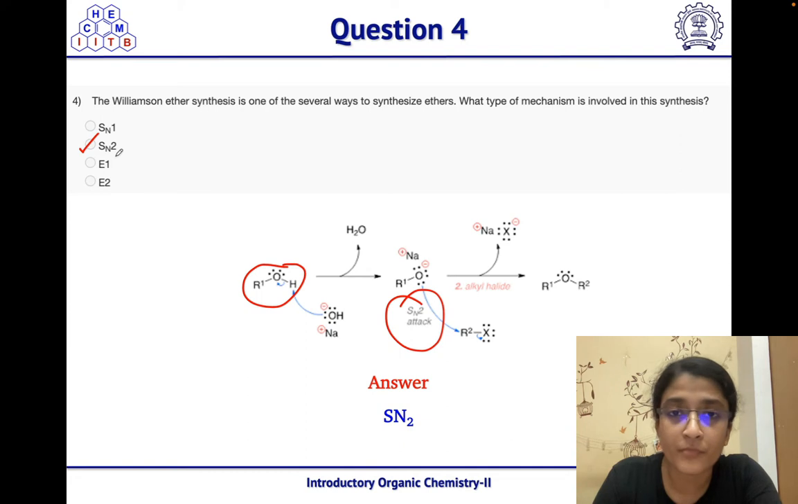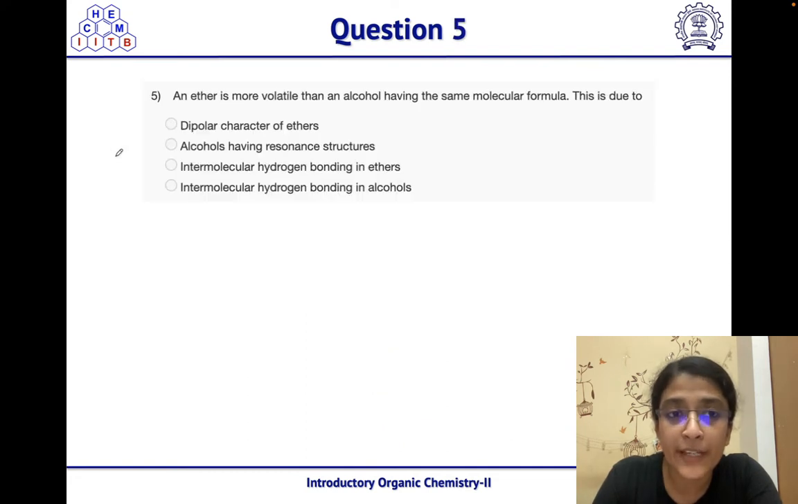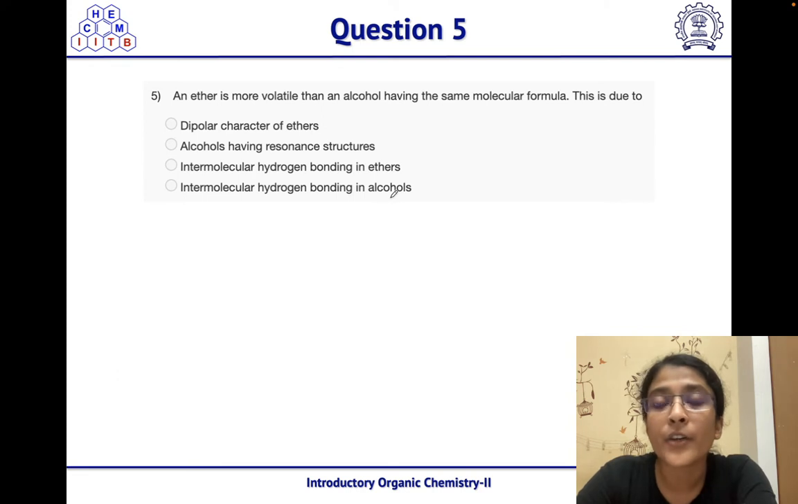Now coming to question number 5. The ether is more volatile than an alcohol having the same molecular formula. This is due to: the options given are dipolar character of ethers, alcohols having resonance structures, intermolecular hydrogen bonding in ethers, intermolecular hydrogen bonding in alcohols. So if you are clear with whatever question 1 we have discussed, you will be easily able to answer this question 5. So what will be the reason why ether is more volatile than alcohol?